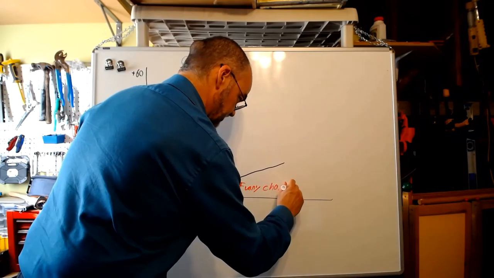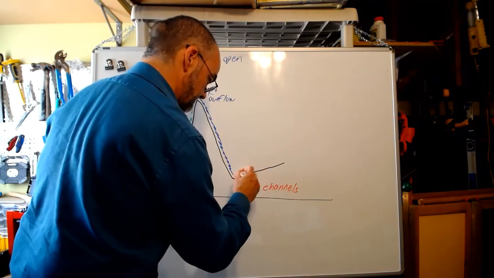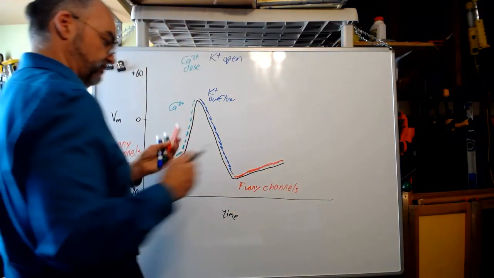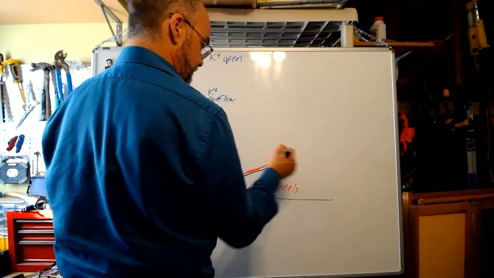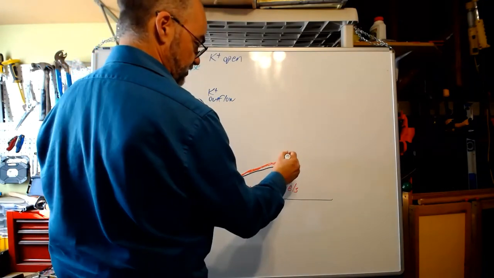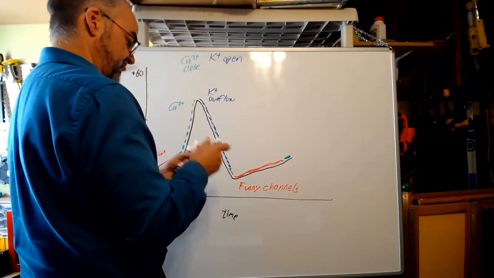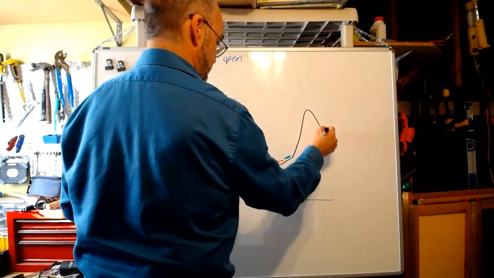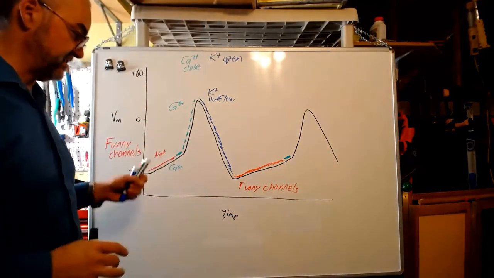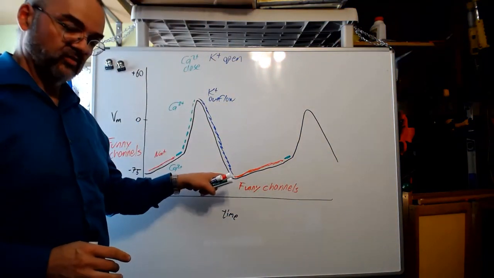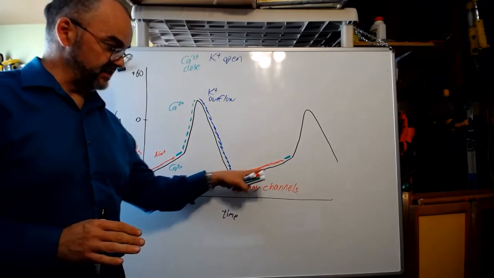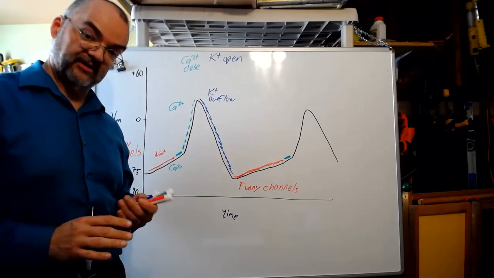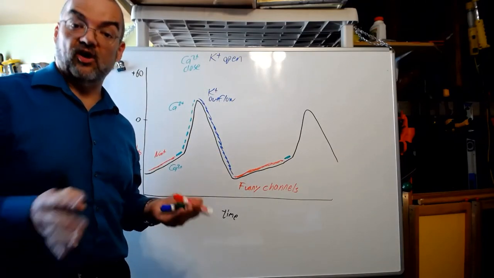So here's where the funny channels open, which will bring us back up toward threshold. When we get close, even though the funny channels close, we get some calcium channels open that bring us up the rest of the way, and we start another action potential. So this is an ongoing cycle. We have an action potential, which causes the funny channels to open, which depolarize us back up toward threshold, which causes another action potential. So we get action potentials in a regular sequence. Thus the idea of autorhythmic cells.